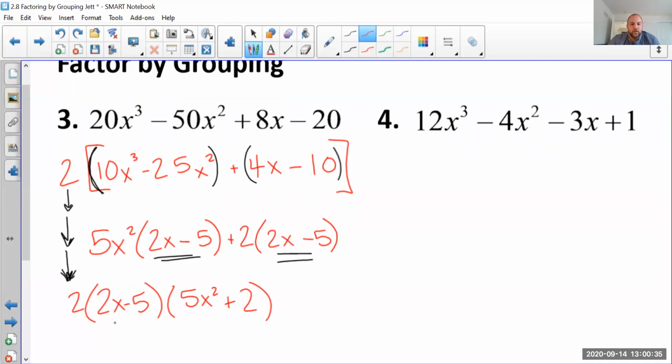This is a linear. 2x minus 5 is a linear. I know I can't factor it. 5x squared plus 2. The only time you can factor 2 terms is if they're perfect squares and it's subtraction. Well, 5 is not a perfect square. 2 is not a perfect square. It's addition, so I know I'm done. So there's my final answer.